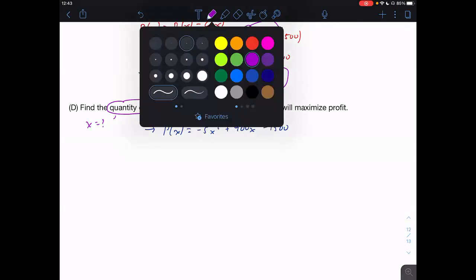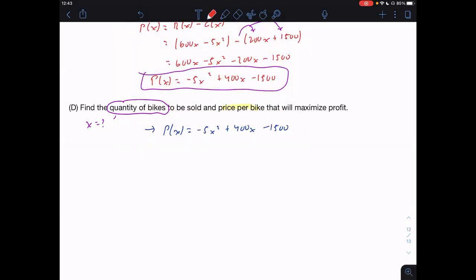And how do we find the critical values of the function? By finding its derivative and solving for the zeros of the first derivative. So let's find the first derivative of this function. So P prime. All right, so the derivative of this function is going to be negative 10x plus 400. Okay, just a straightforward derivative here. And now just set this equal to 0, so you can solve for critical numbers. And then solving for x gives us x equals 40.